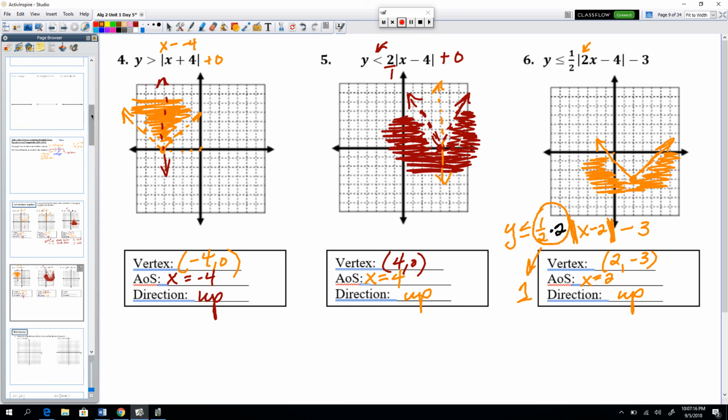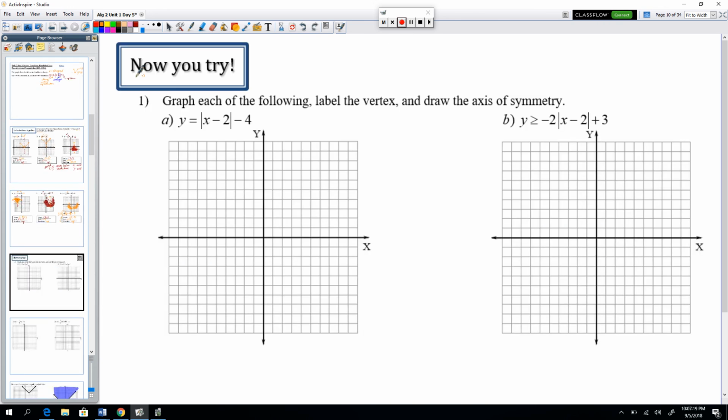Now, if you'd like to pause the video and attempt these now you tries, I think that'd be a great idea to see if these concepts are sticking with you. So I would highly recommend that. I will run through a couple of these to get some of the main points down. If you don't get through all of these with me here on the video, check your answers with your teacher.